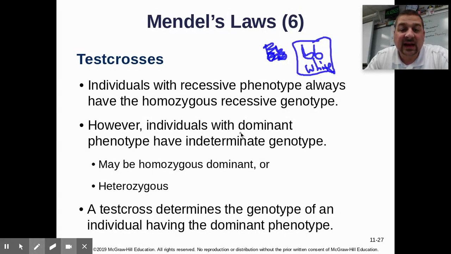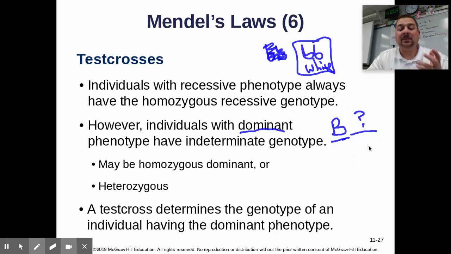But let's say I have a dominant. Let's say I have a black ram sheep. Now we know that one of the alleles has to be dominant because it's showing the black wool. But do we know what the second allele is? Is it big B, big B?